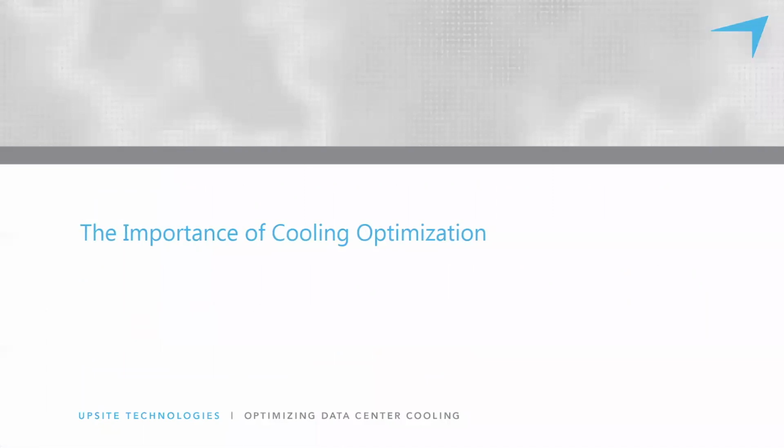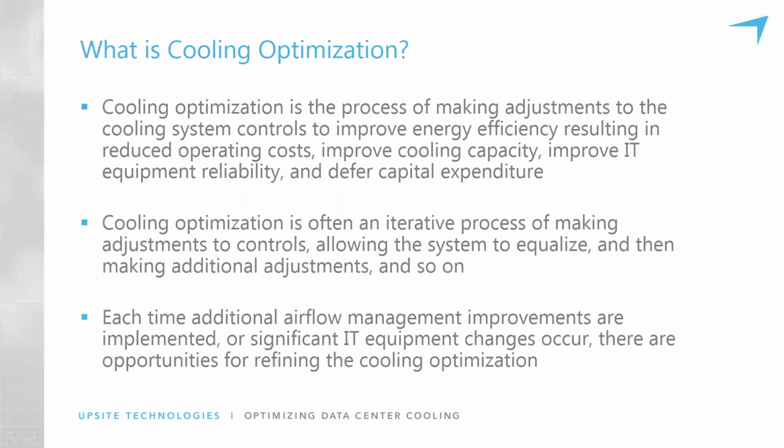Let's talk a little bit more about the process of cooling optimization. I've already mentioned this in a number of different ways as I've been going through the slides so far, but it's important to reiterate. It's the process of making adjustments to the cooling system controls to improve energy efficiency. And again, the benefits are myriad, and what's important to you varies. It could be costs, cooling capacity, IT equipment reliability, getting rid of hotspots, or deferring capital expenditure.